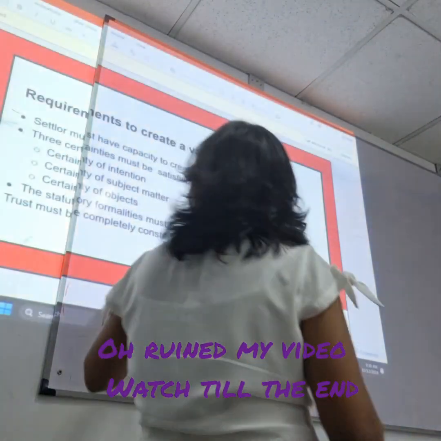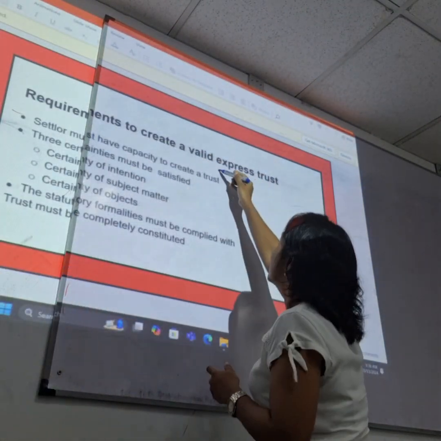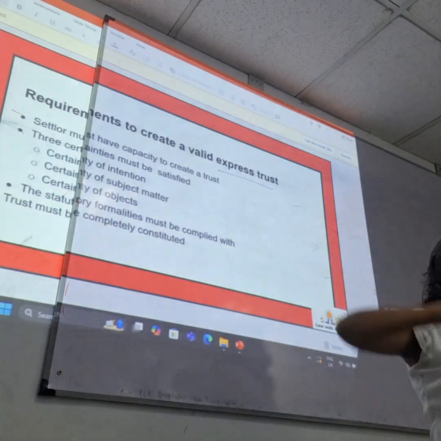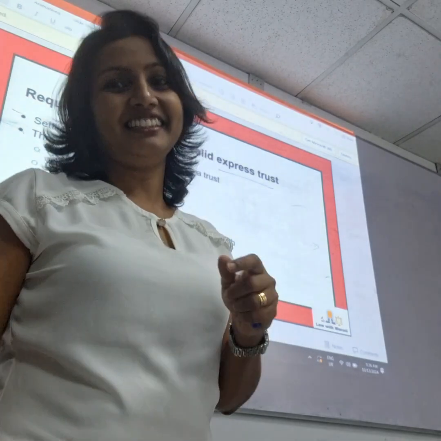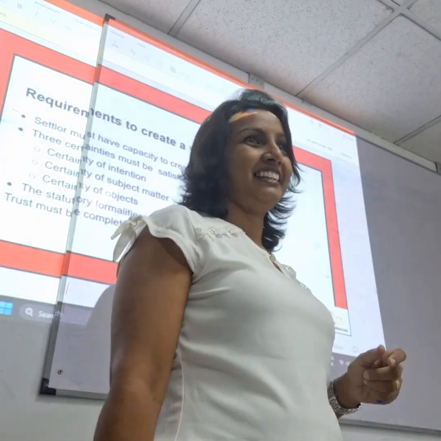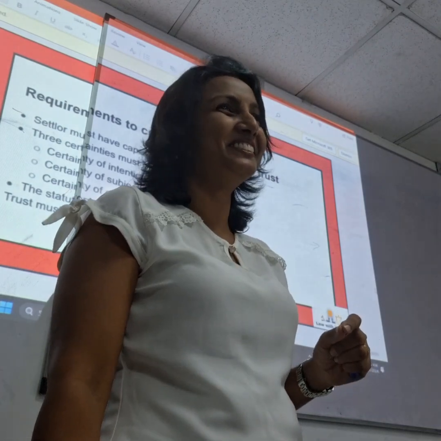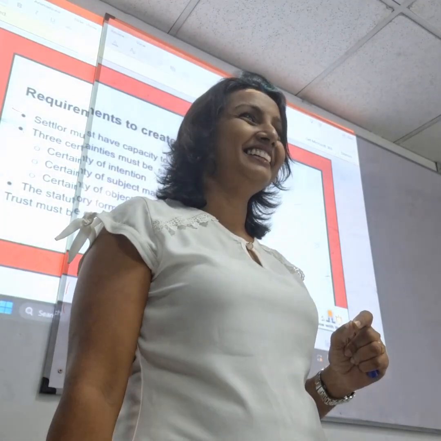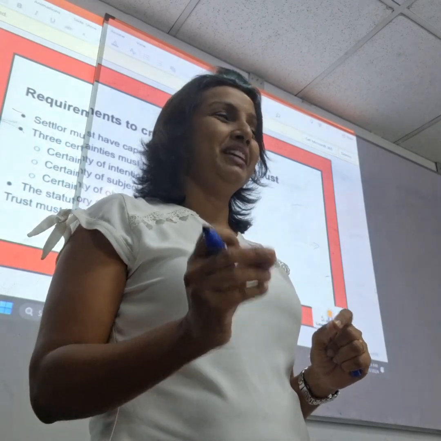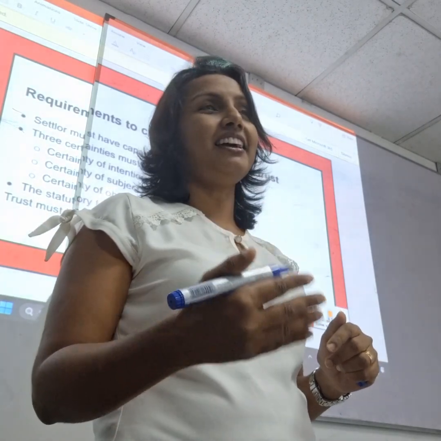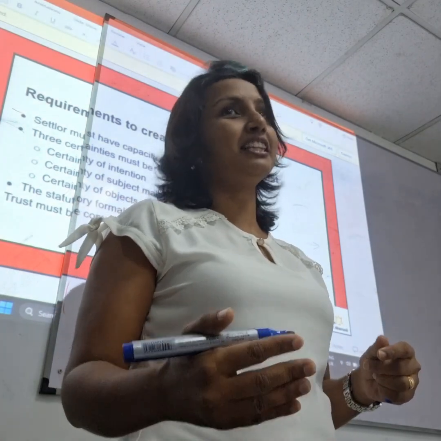So the first slide is focusing on how to create a valid express trust. Now what is an express trust, which we learned last week? It is expressly declared that the legal title would be transferred to the trustee. Okay, so basically the settlor has declared the intention of creating a trust. That is an express trust.